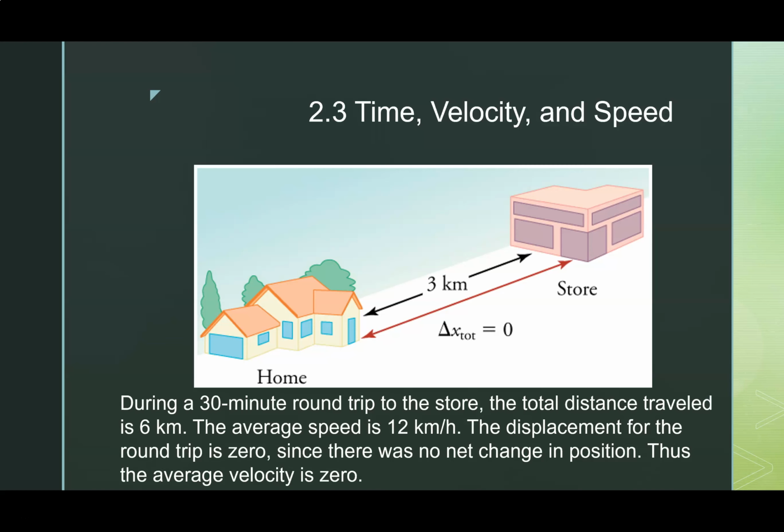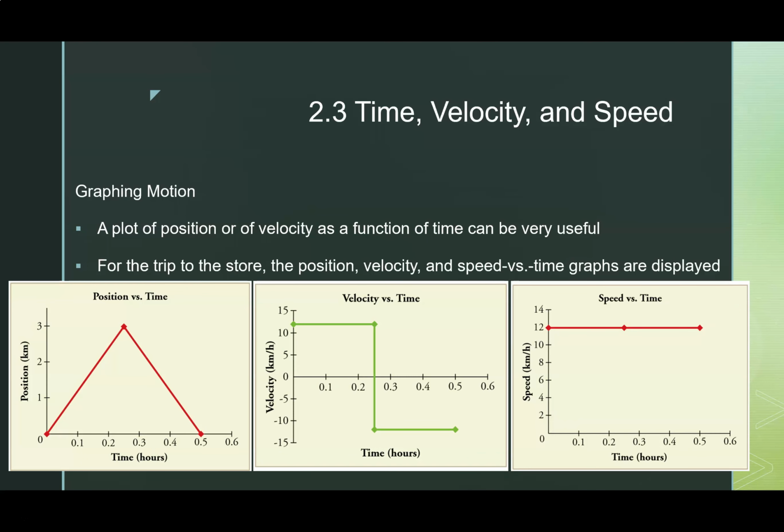If we convert it to hours, which is the unit that they have reported this in, I would prefer you do everything in seconds and meters. So I would ask you to convert your minutes to seconds and your kilometers to meters. But I digress. The displacement for the total trip, since we started at home and ended at home, is 0. And that means the average velocity must have then been 0, because displacement is what goes on top of our velocity equation.